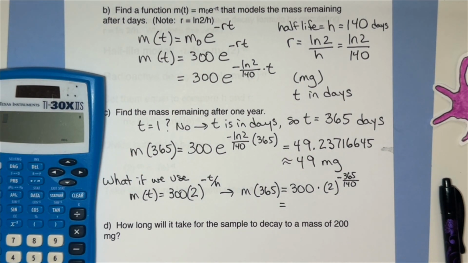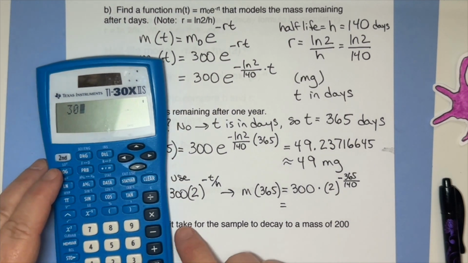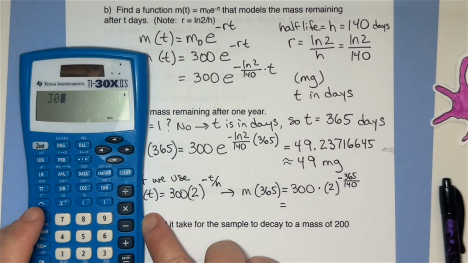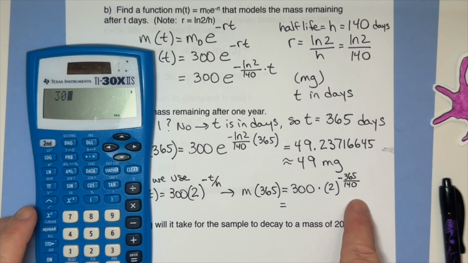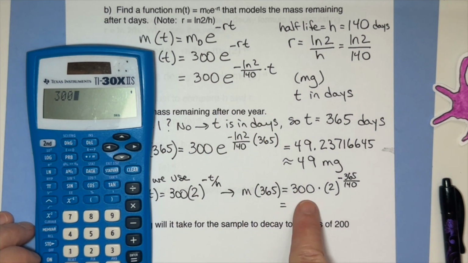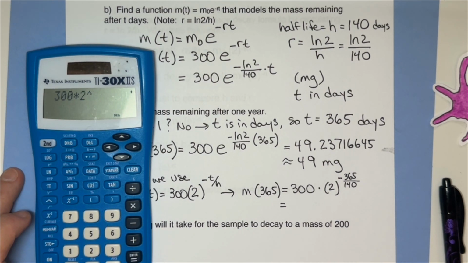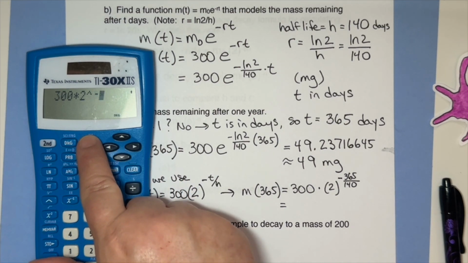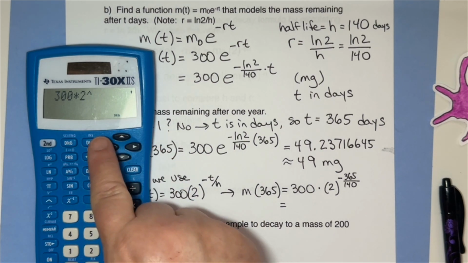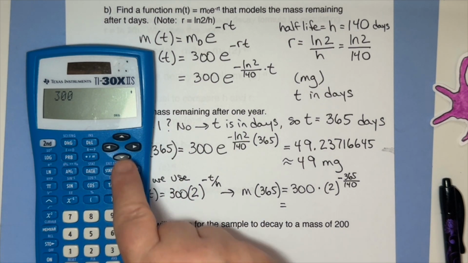So we've got 300. Oops, you can't see, sorry. So this is the formula we had on the front using half-life instead of using the exponential. So 300 times 2, we're going to raise that up to the negative, you know what, I'm not sure about this calculator. So I'm realizing I feel a little bit uncomfortable.